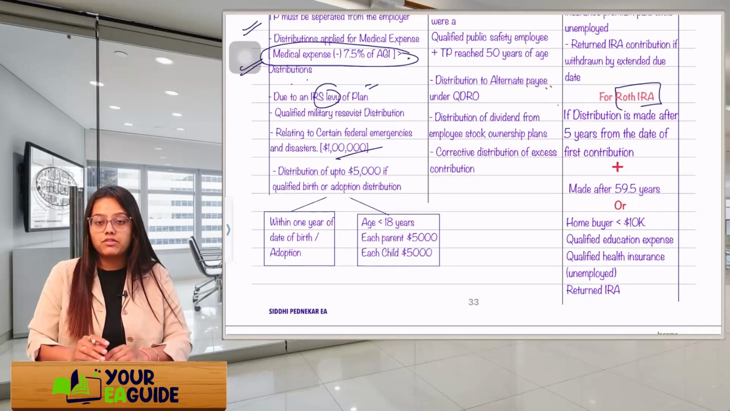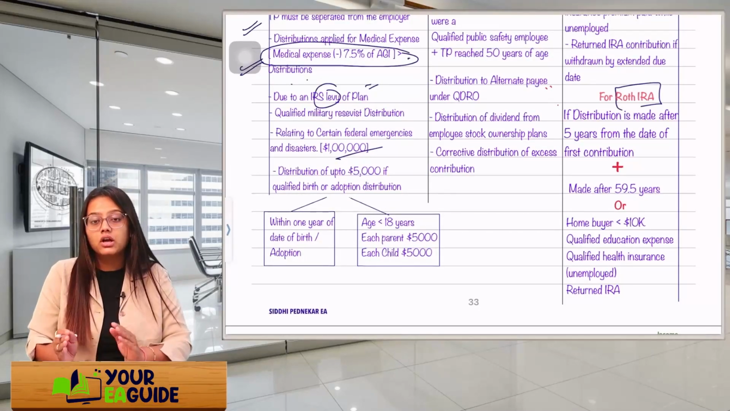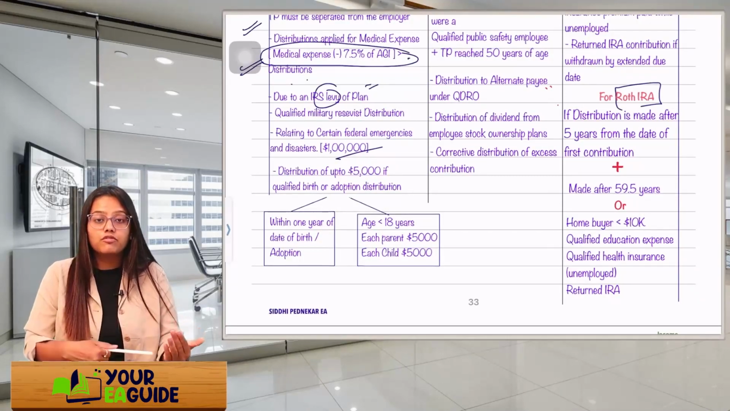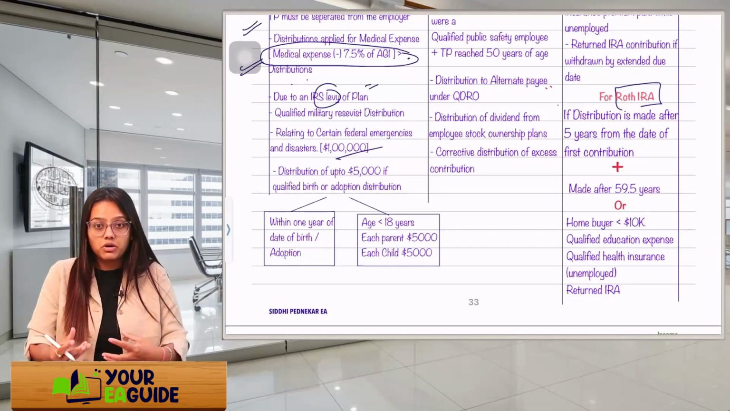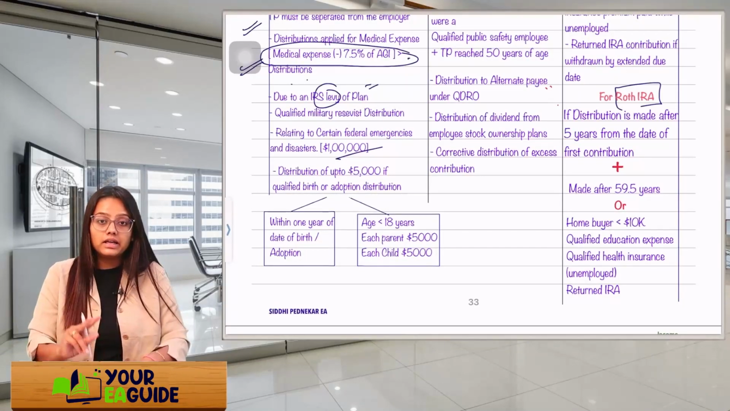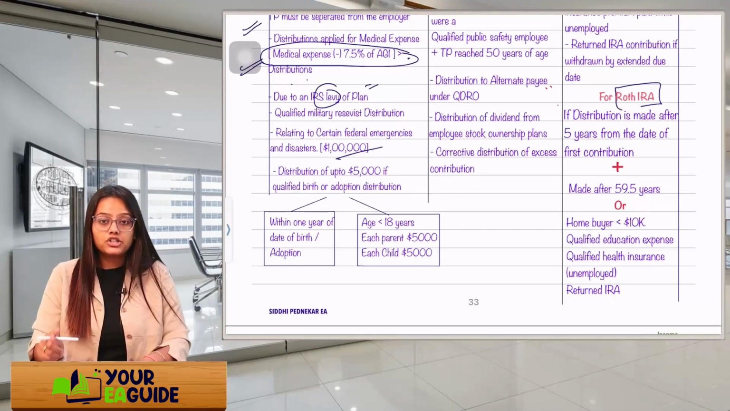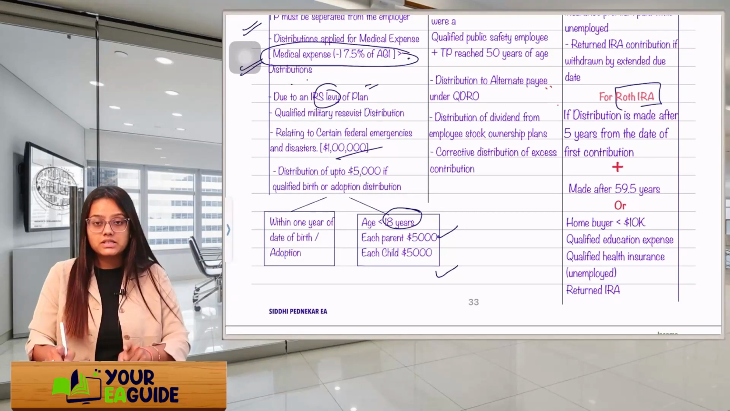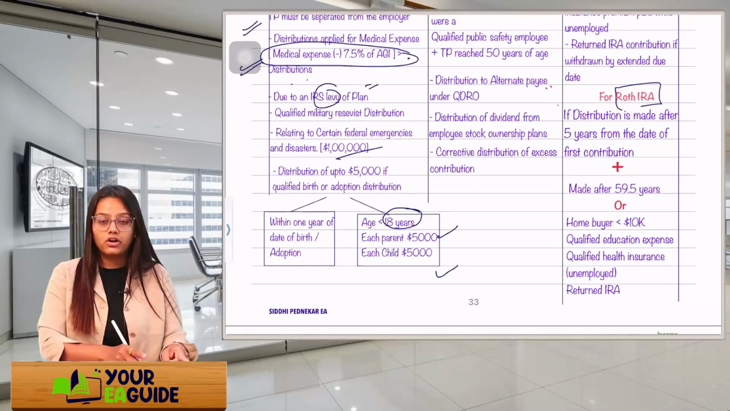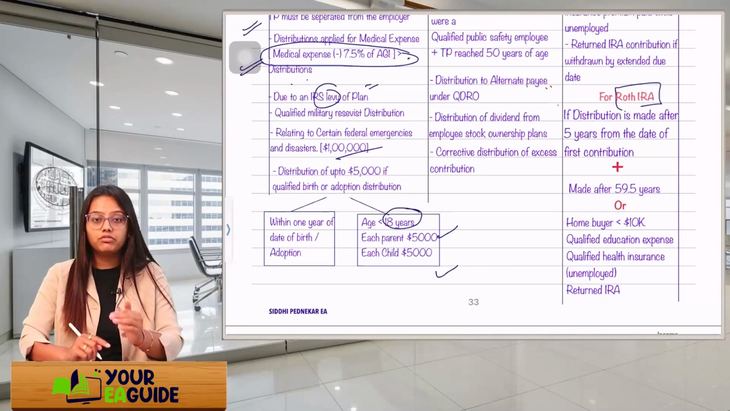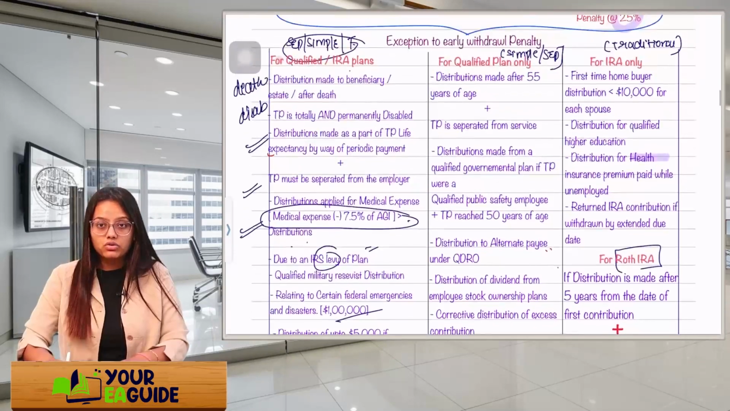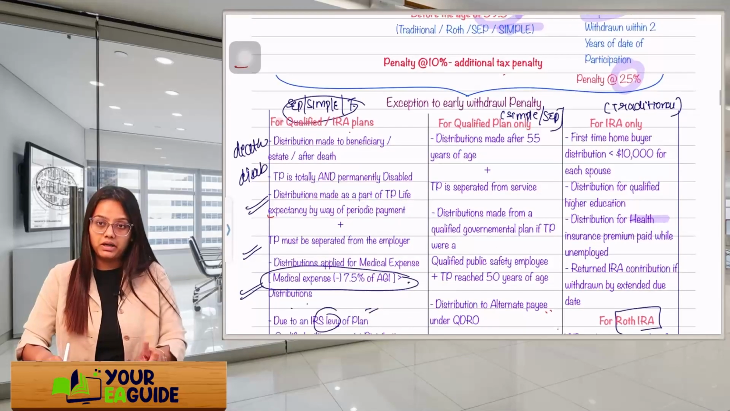Distributions up to $5,000 are allowed for a qualified birth or adoption. Let's say a taxpayer and the spouse are planning for a qualified birth of a child or for adopting a child; they can each withdraw $5,000. The condition is that the child you are adopting should be less than 18 years old. Each parent can get $5,000 for each child. You can withdraw this within 1 year from the date of birth or adoption, and that will not be liable for the 10% penalty.